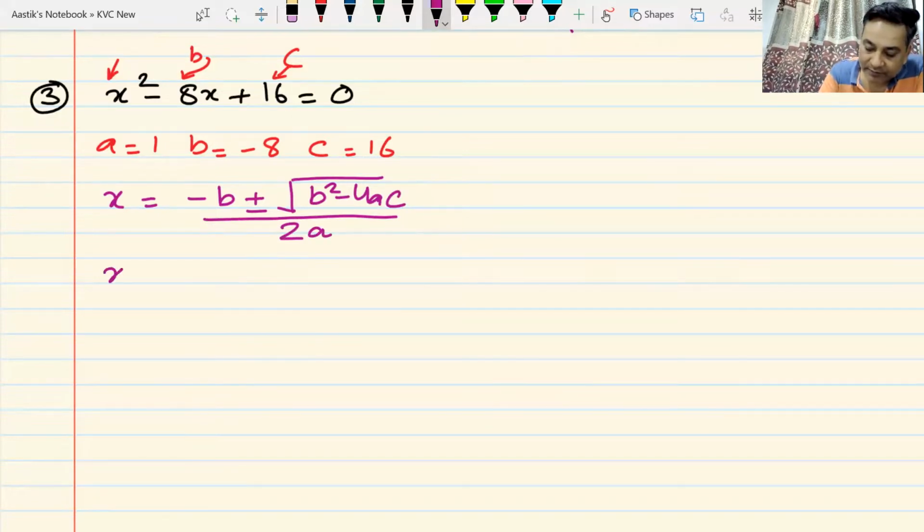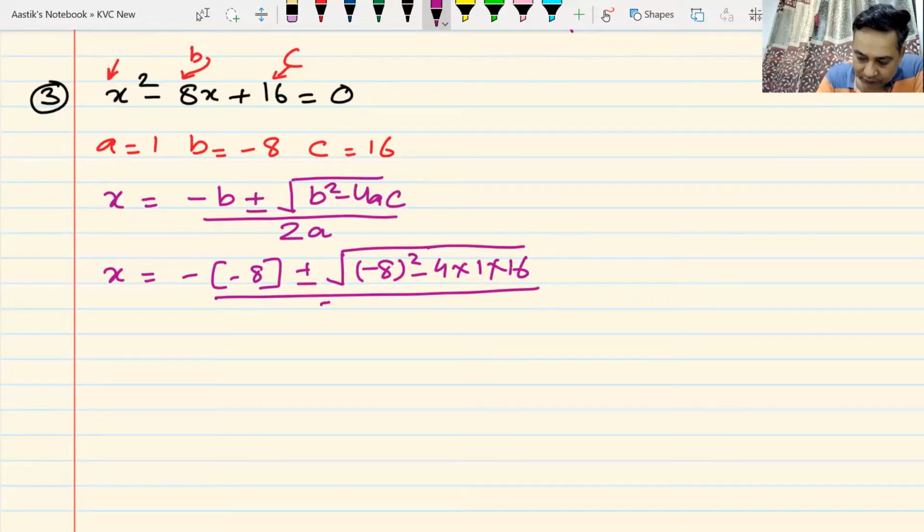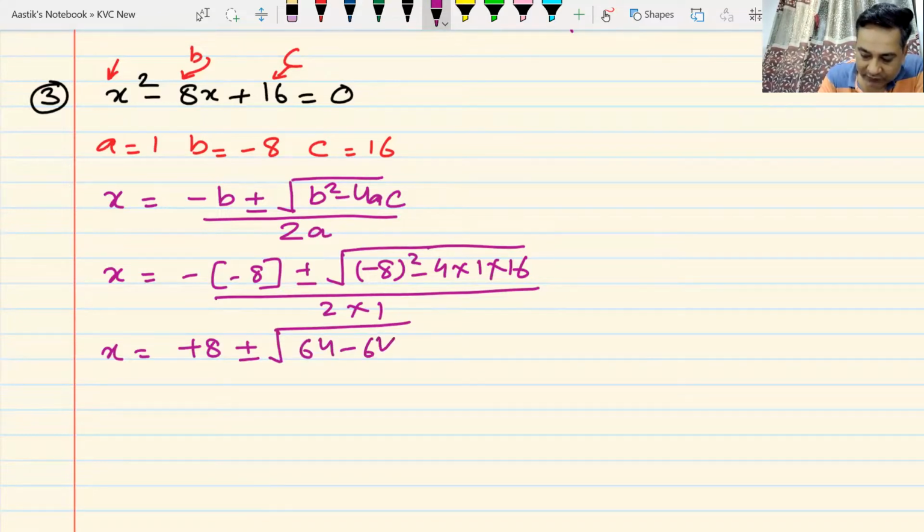That is correct. Let me put the values. Yes, sir. Minus of b, which is minus 8. Minus of minus 8 plus or minus root over minus 8 whole square minus 4 into 1 into 16, divided by 2 into 1, sir. What is the next step? 8 plus or minus root over 64 minus 64. 64 minus 64. So we have something coming. This becomes 0, right? 0, sir.